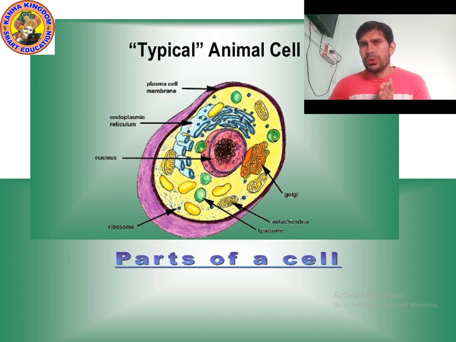Okay, so which are the parts? Ribosome, nucleus, endoplasmic reticulum, plasma membrane, or you can say plasma cell membrane, Golgi body, mitochondria, lysosome. I hope you understood. Now let's study the different organelles of plant and animal cells. Let's move on to the next point.